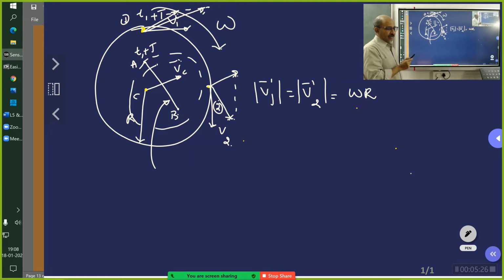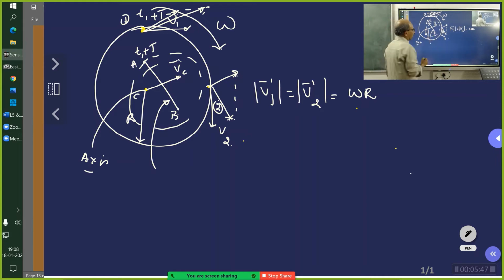In this case, it has only one velocity component, Vc, because it is freely rotating, and the axis of rotation is passing through this point C. Since it also has Vc, this becomes the instantaneous axis of rotation. If it is not moving with Vc, then it is the permanent axis. Got it?